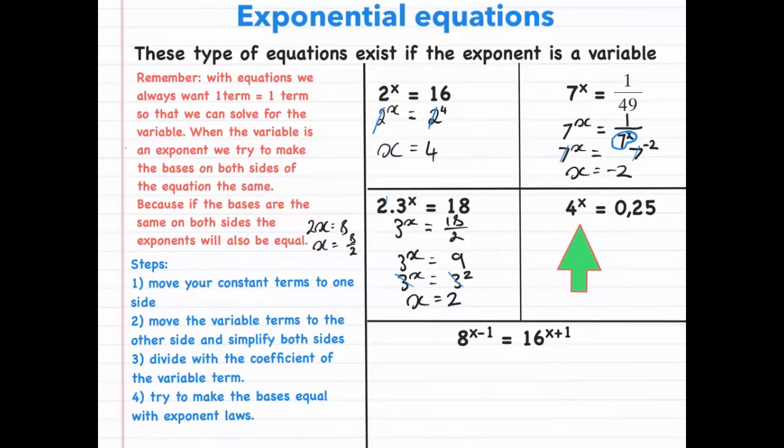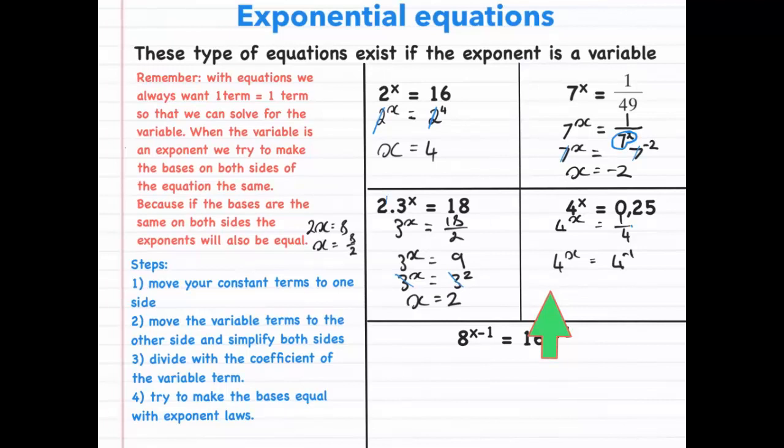Now let's go and look at this example. Again, we've got 4 to the power of x equals 0,25. So 4 to the power of x equals, and rewrite this decimal fraction as a proper fraction. So that will be a quarter. And now a quarter is still not a 4. But we can use one of our definitions to change that. So this will be 4 to the power of x equals 4 to the power of negative 1.